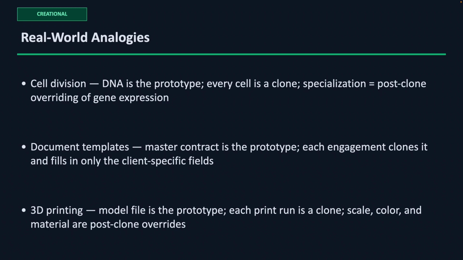And we also want to think about 3D printing. You design a model file once, that's the prototype, and each print run copies it. It scales it. It has a color, material, and infill percentage. Those are the post-clone overrides. The base model that we had is the prototype.